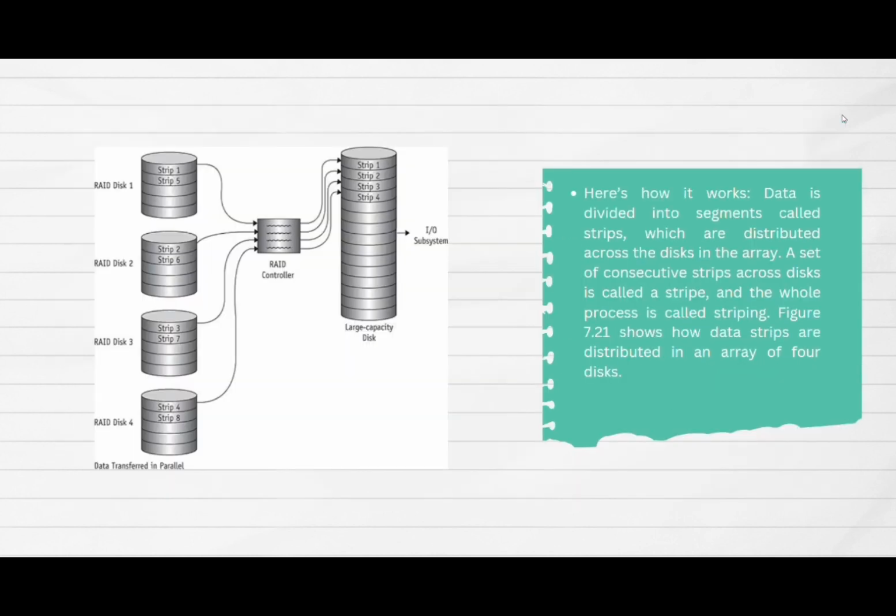So here is how it works. Data is divided into segments called stripes, which are distributed across the disks in the array. A set of consecutive stripes across disks is called a stripe, and the whole process is called striping. Figure 7.21, which is the next short figure, shows how the data stripes are distributed in an array of 4 disks.